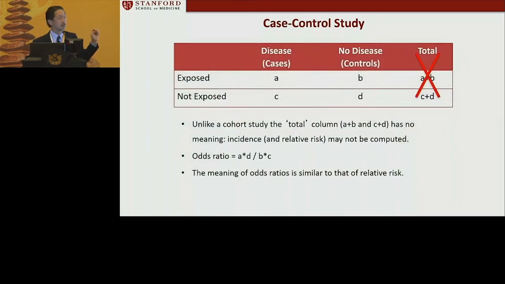And then you can do the 2x2 table like the cohort study, except here the total column is not done because it has no meaning. Here you cannot calculate the relative risk as we did with the cohort study. What you get is the odds ratio, A times D divided by B times C. The meaning of the odds ratio is very similar to that of relative risk. That is the utility of a case control study that is done well.